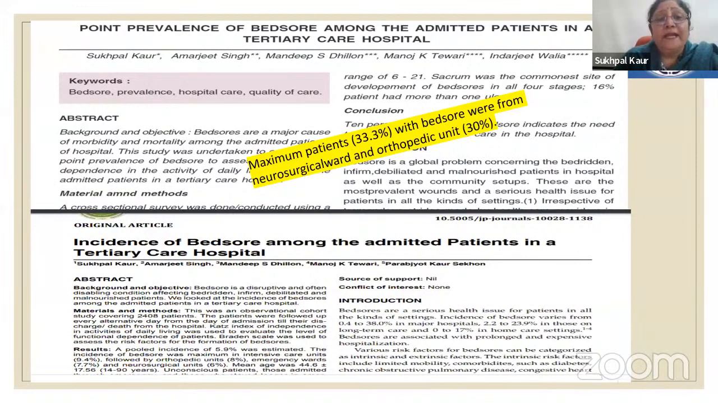Similarly, the second study we carried out was about the point prevalence. So point prevalence is on a single day. This whole data was collected on a single day. We started in the morning till evening, to see how many patients were at risk.